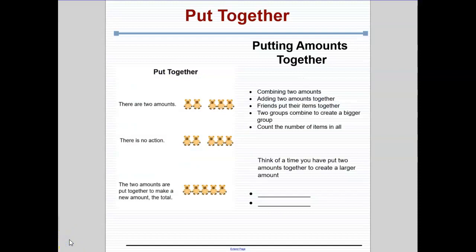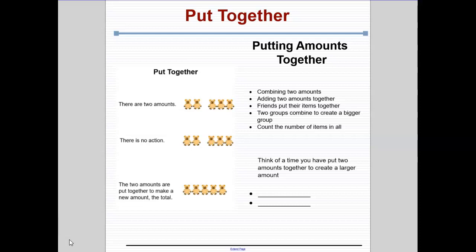Next, boys and girls, is our put together problem. For put together, there's no action. You're not getting more of something, and nothing's getting taken away. You're just taking two amounts and you're putting them together to create a bigger amount. So there are two amounts and you take the two amounts and you add them together or put them together to make a new amount.